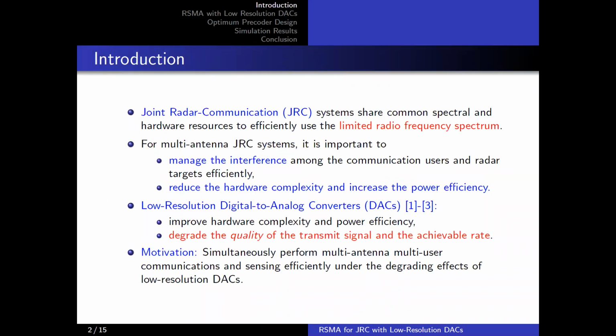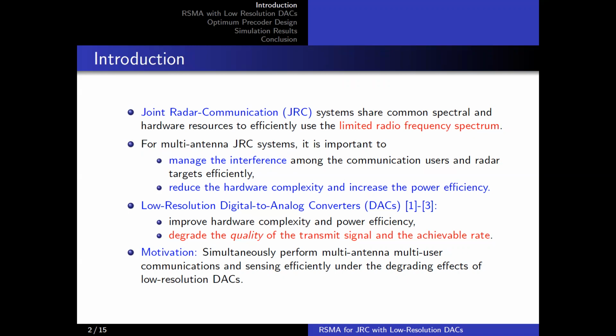Joint radar communication systems share the common spectral and hardware resources to efficiently use the limited radio frequency spectrum. For multi-antenna JRC systems, it's important to manage the interference among the communication users and radar targets efficiently, and also reduce the hardware complexity and increase the power efficiency. The use of low-resolution digital-to-analog converters is an important method to achieve such targets.